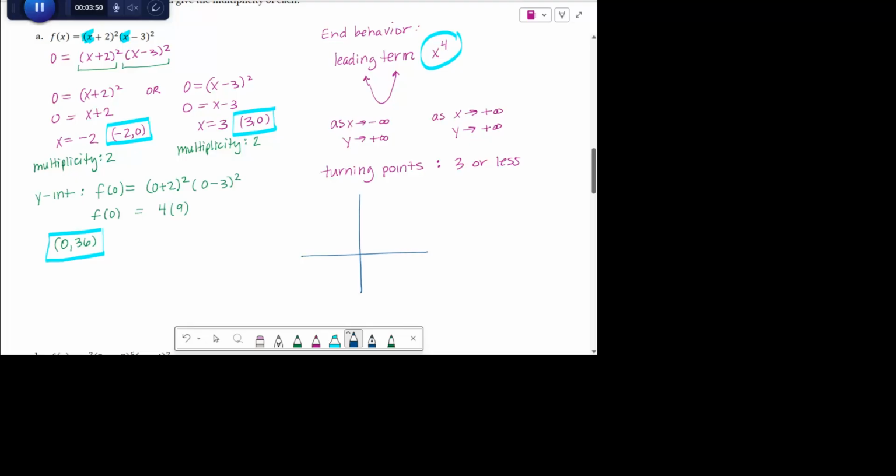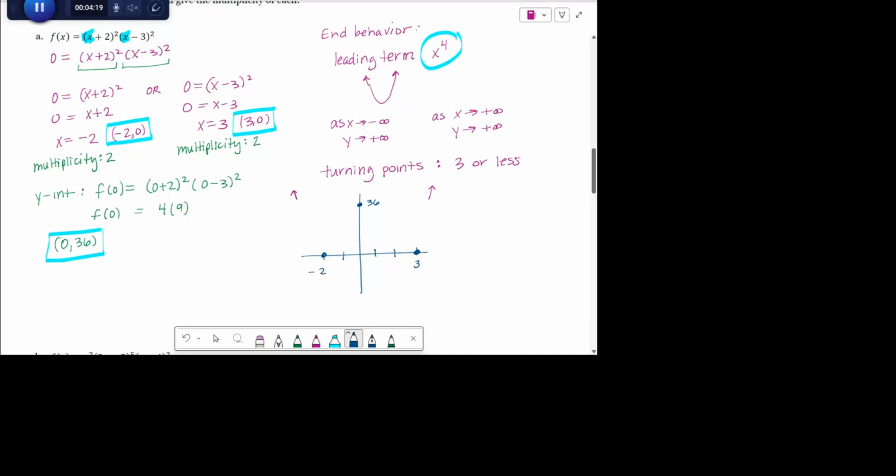We've got x-intercepts at negative 2 and positive 3. We know that the end behavior is going up on both sides, right? So I'm going to just draw some arrows here. And our y-intercept is at 36. This isn't going to be drawn to scale. I'm just going to put 36 here and say that that's where our graph is going to go through.